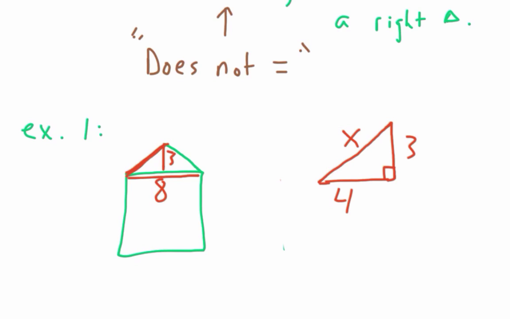So as far as A, B, and C goes, my X, is that going to be A, B, or C? C. And it has to be C because it's the longest, it's across from the 90-degree angle. 3 and 4, do they matter as far as which one's A? No. Nope. So I'm maybe going to make my 3 the A and my 4 the B, but you could label it either way.